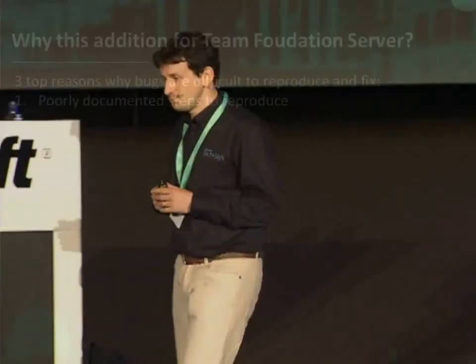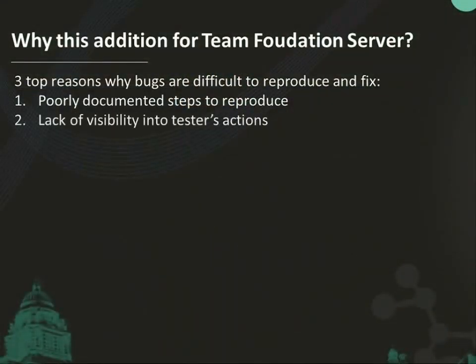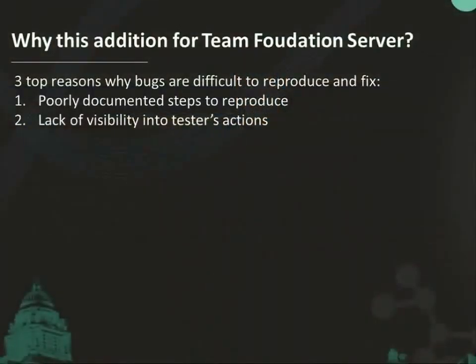So the first reason why bugs are difficult to reproduce and fix is poor documentation. So the developer actually doesn't know which steps to take to reproduce a bug. So that's the top reason. The second reason boils down to the same. The developer has no insight what the tester was doing at the moment the bug was discovered. So he doesn't know how the tester was navigating through the application when he discovered the bug. And the third reason, has been said already, is due to environment differences.